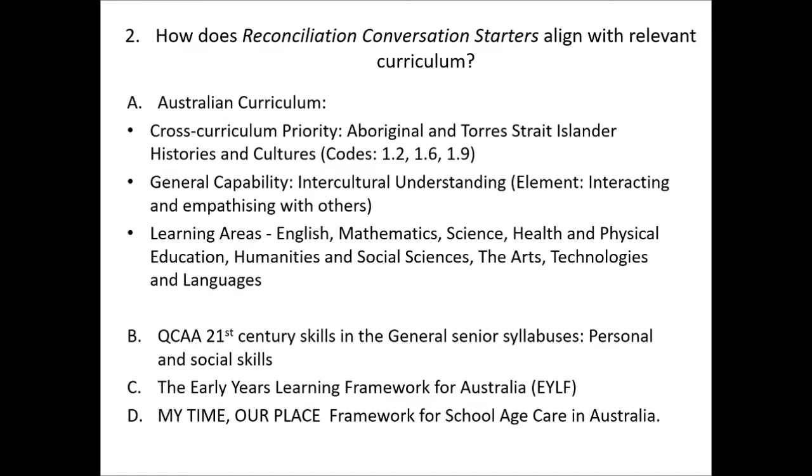1.6 focuses on Aboriginal and Torres Strait Islander peoples living in Australia and demonstrating resilience in responding to historic and contemporary impacts of colonisation. There's a particular fit with that code. And then the third, 1.9, when we look at present and past contributions of Aboriginal peoples and Torres Strait Islander peoples, locally, nationally and globally.